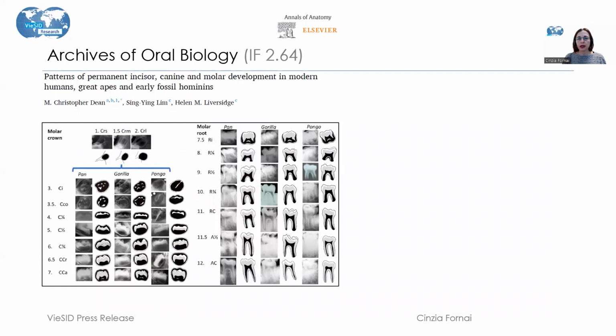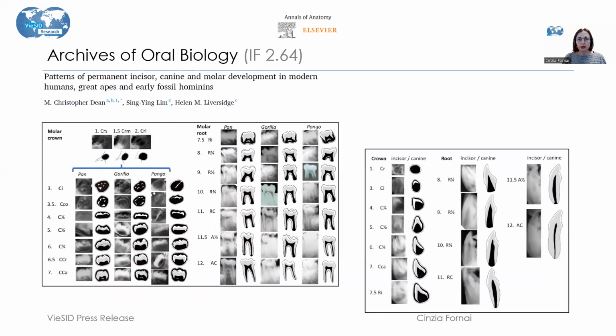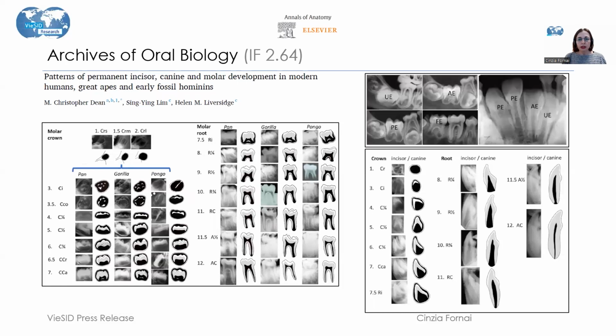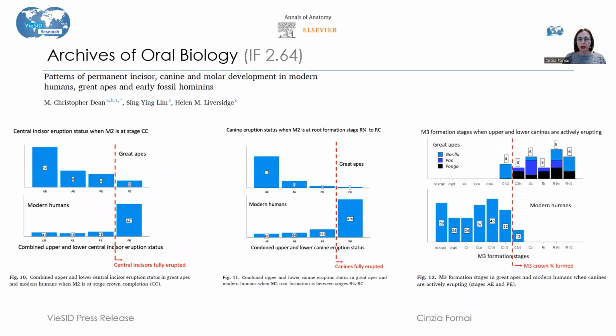Dean et al. defined stages of tooth development that could be applied to all the 3 great apes taxa for molars, incisors, and canines, and additionally consider 4 stages of tooth eruption. So an eruption, when the crown is within the alveolar bone, alveolar eruption, partial eruption, and full eruption when a tooth reaches the occlusal plane and is in functional occlusion. The outcomes of this study can be summarized as follows.